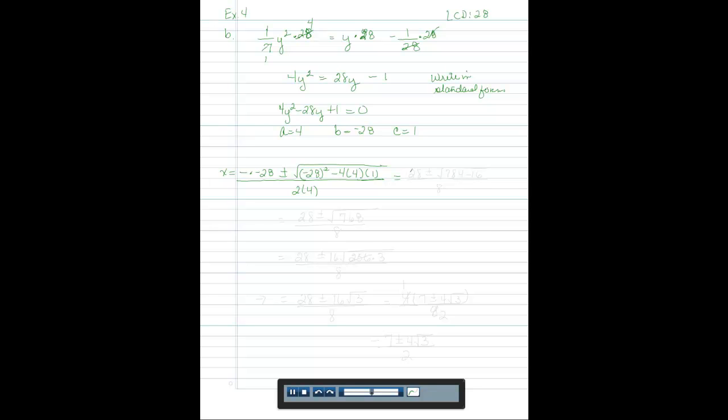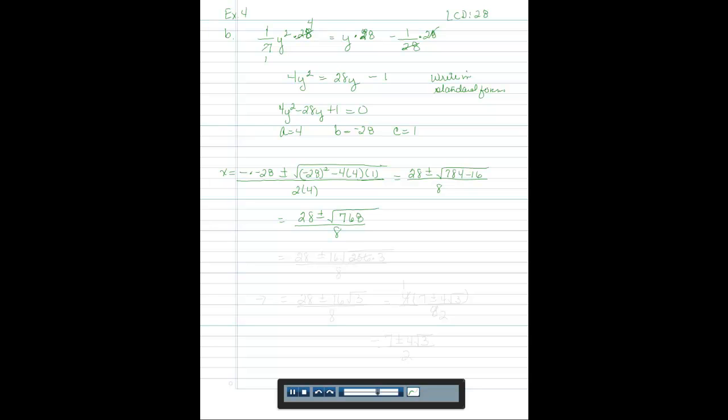That would give us 28 plus or minus the square root of, we say 28 squared, negative 28 squared, the quantity of that, that's 784 minus 16 all over 8. And then we have 28 plus or minus the square root of 784 minus 16, that's 768 all over 8.